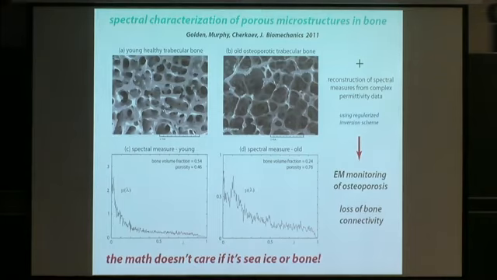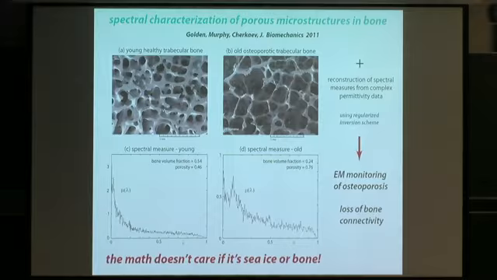Okay, a really cool example of cross-pollination, which is where we've looked at the porous microstructure of bone. Actually, it really looks like your case. And this is young, healthy trabecular bone. This is older osteoporotic, where basically the whole point is you are losing connectivity. The quality of the connections is decreasing.